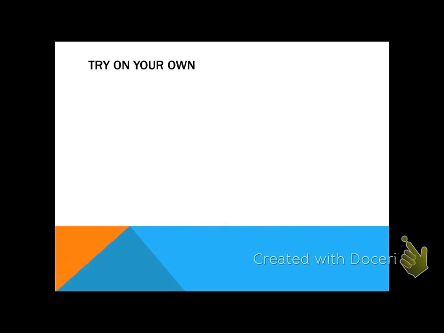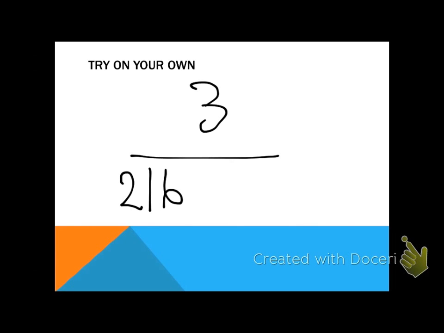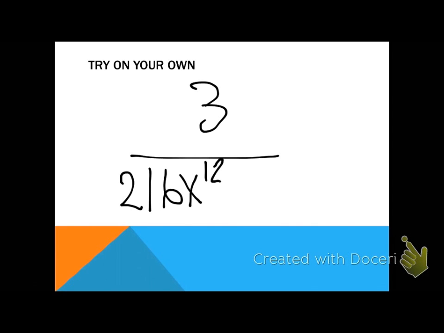Your final answer is 3 over 216x^12y^24.